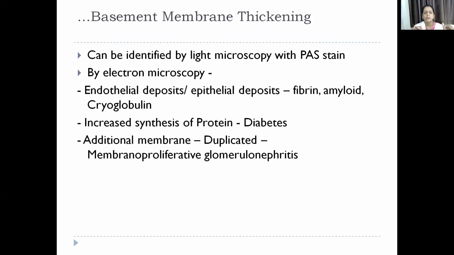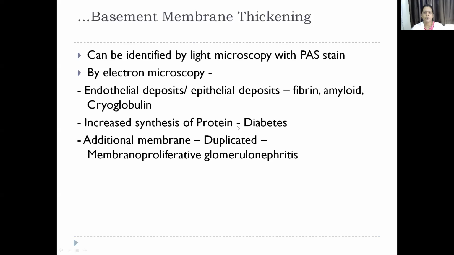And by electron microscopy, you can see if there are any deposits on it. Whenever there is an inflammation or immune injury, there will be inciting agents which get shredded. So that can form a deposit either subepithelially, subendothelially, or in the mesangium or wherever. So here we are having these deposits in the form of fibrin, amyloid, or fibronectin.